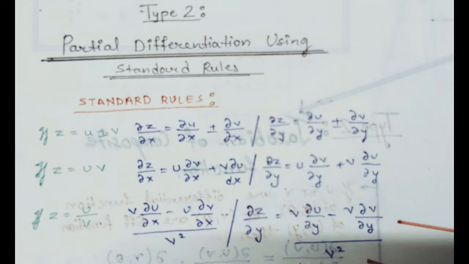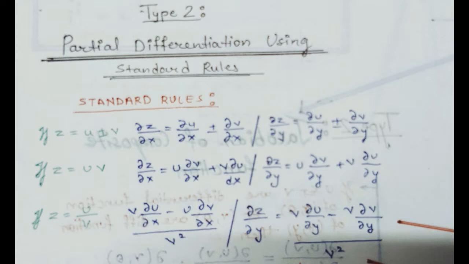My standard rule is: if z is equal to u plus or minus v, like addition or subtraction of two variables, then dou z upon dou x can be written as dou u upon dou x plus or minus dou v upon dou x, and dou z upon dou y can be written as dou u upon dou y plus or minus dou v upon dou y.